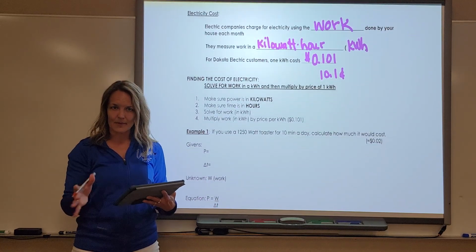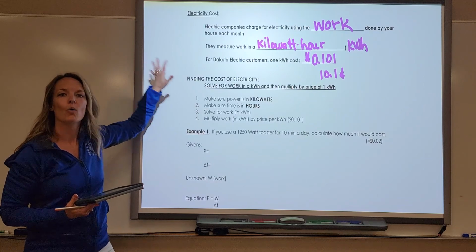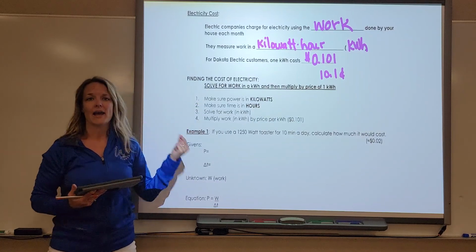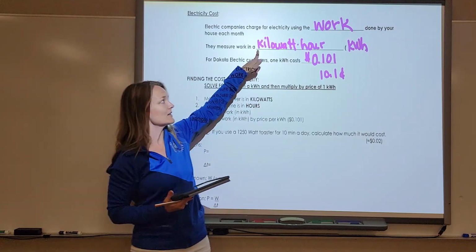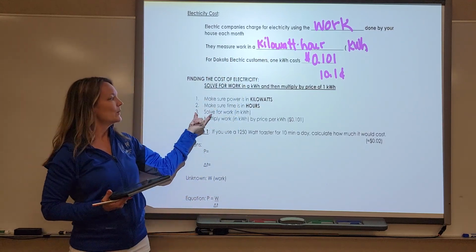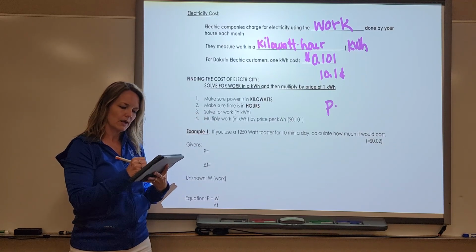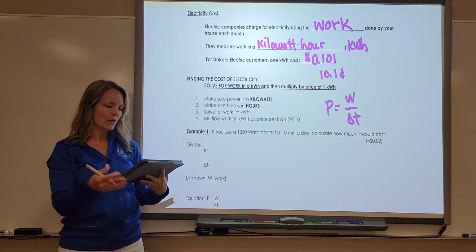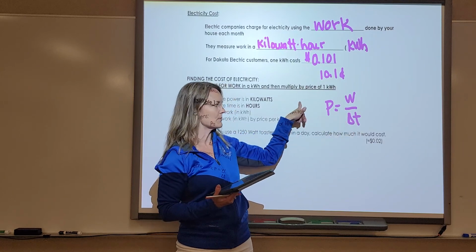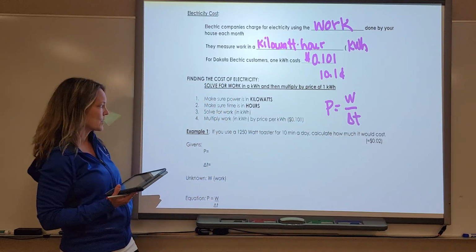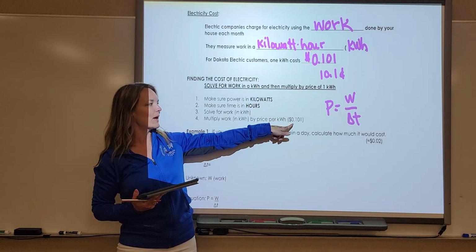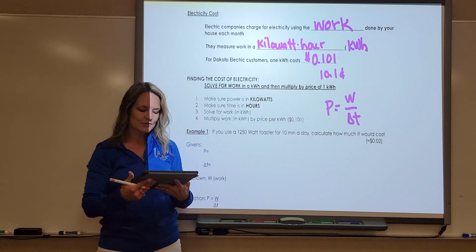Okay, so here are the steps. This only works for finding the cost of electricity. Step number 1, we have to have our power in kilowatts because we need our work in a kilowatt hour. We have to make sure our time is in hours. We will use our power equals work over time equation to solve for the work, and because this is in kilowatts and this is in hours, they multiply over, it will come out in a kilowatt hour. And then once you know how many kilowatt hours that you use, you multiply it by the 0.101 to change it into money. Okay, so those are the 4 steps.